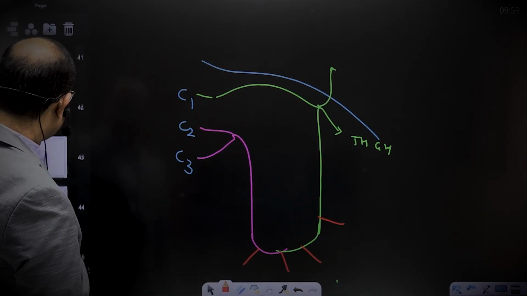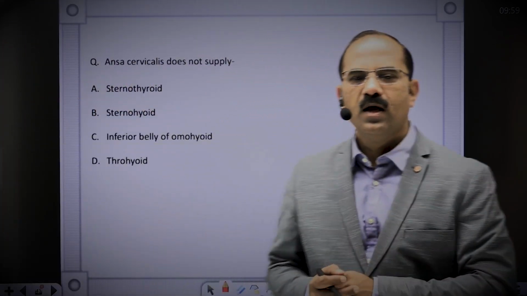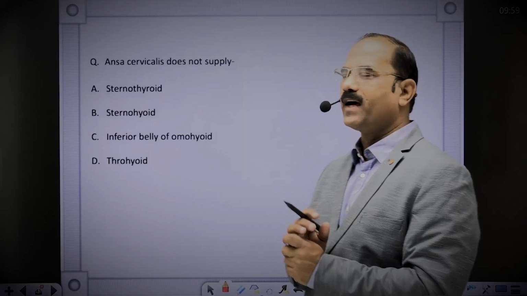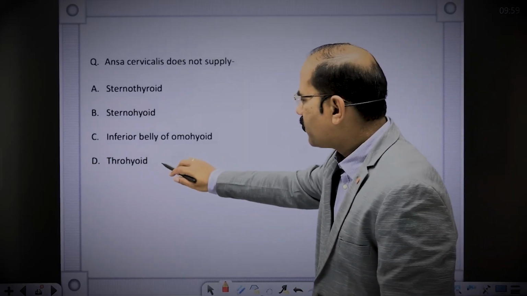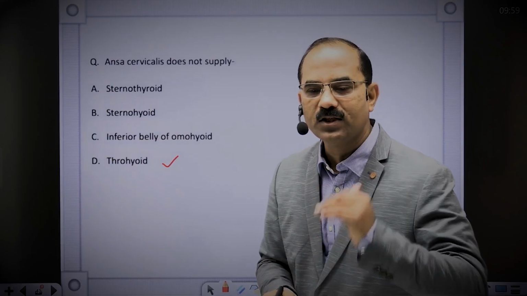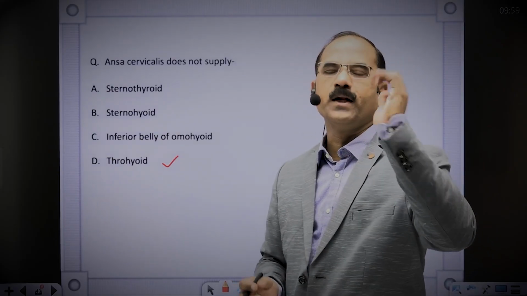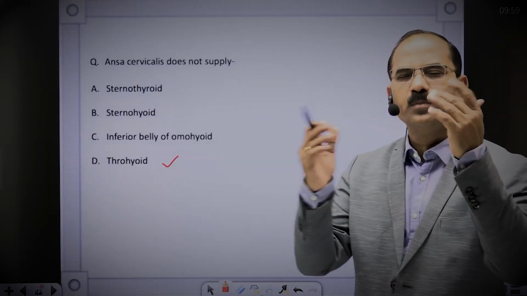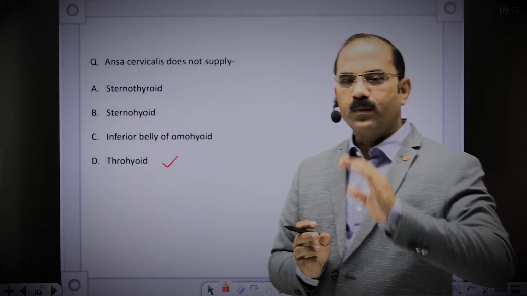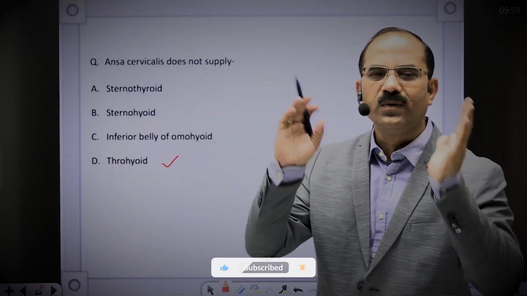So what does the Ansa not supply? Answer this. That's a very, very important MCQ for you students. Ansa cervicalis does not supply, your answer? Thyrohyoid. The thyrohyoid is supplied not by Ansa cervicalis, but by the fibers of C1, through the hypoglossal nerve. So fibers of C1 supply two muscles: one is thyrohyoid and the second is geniohyoid.